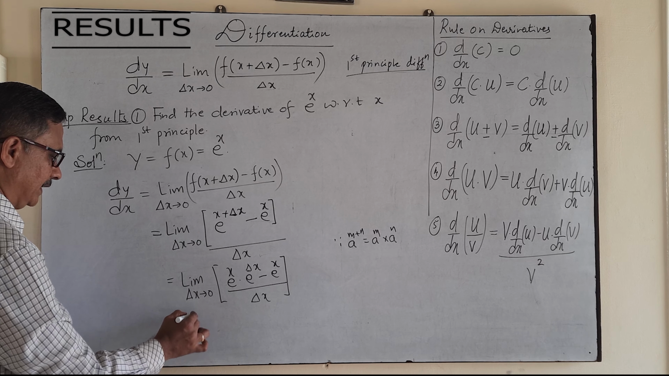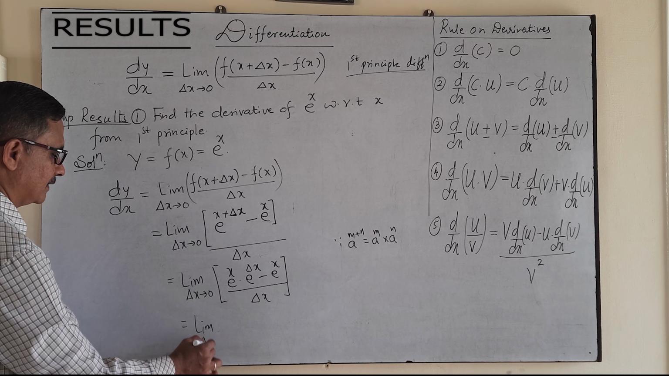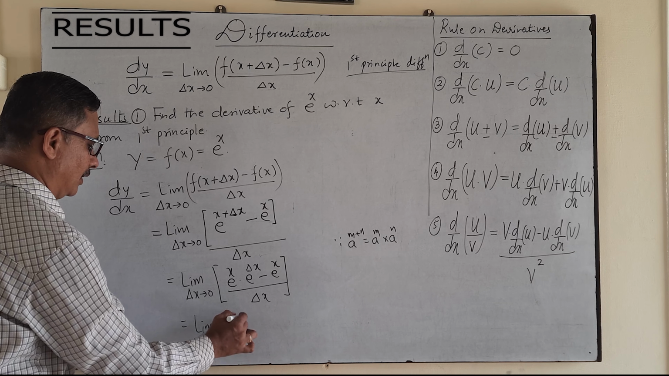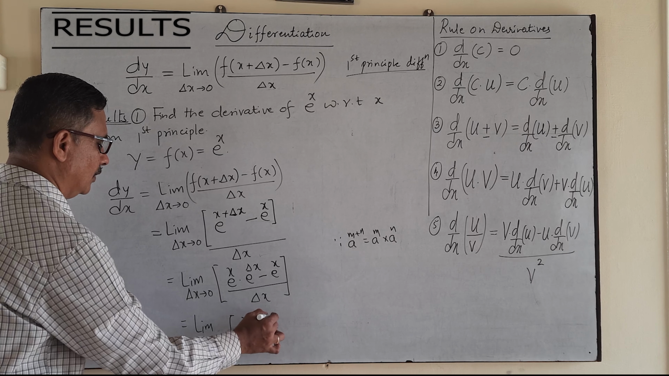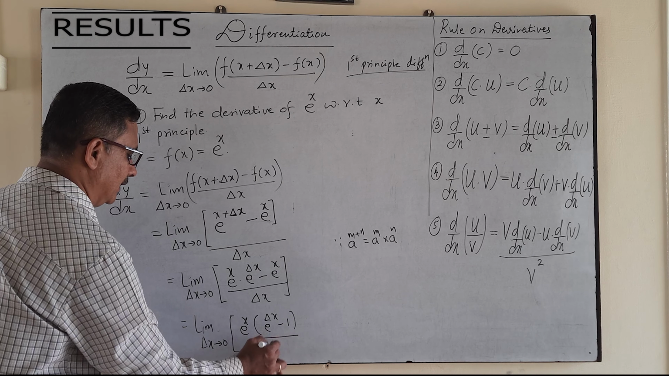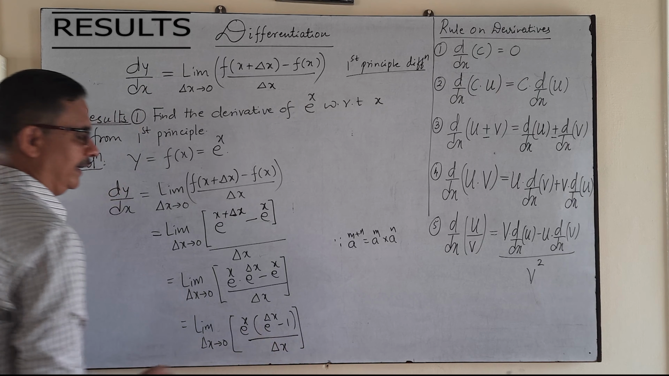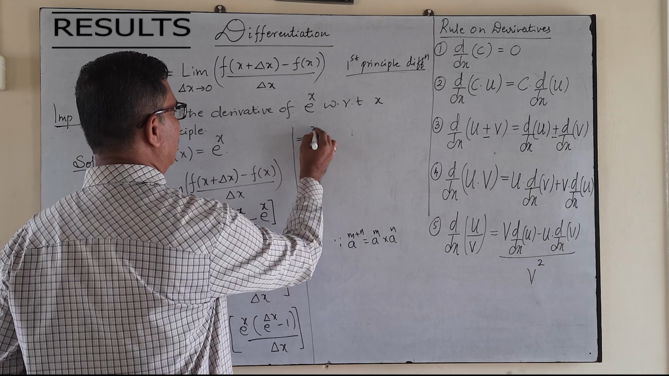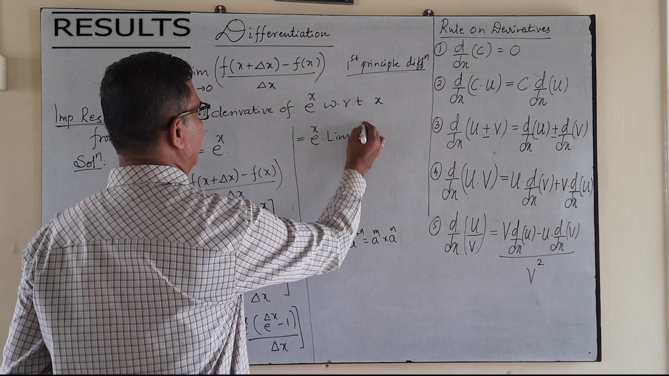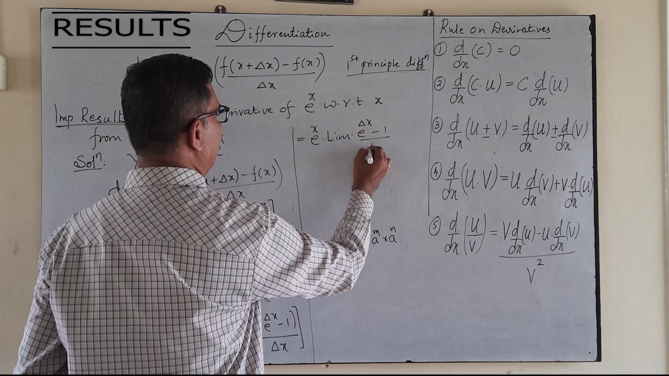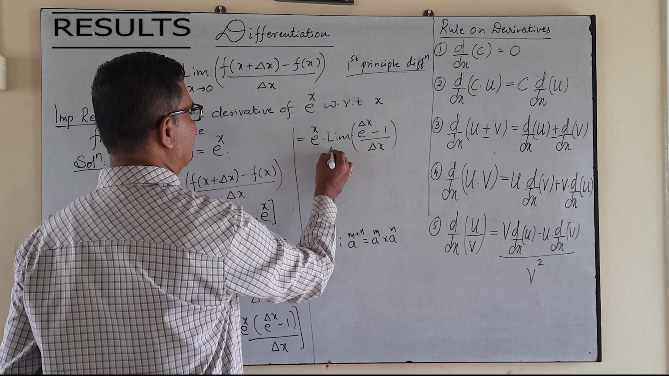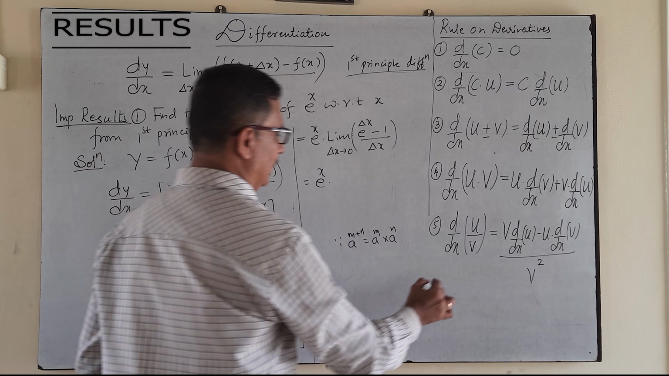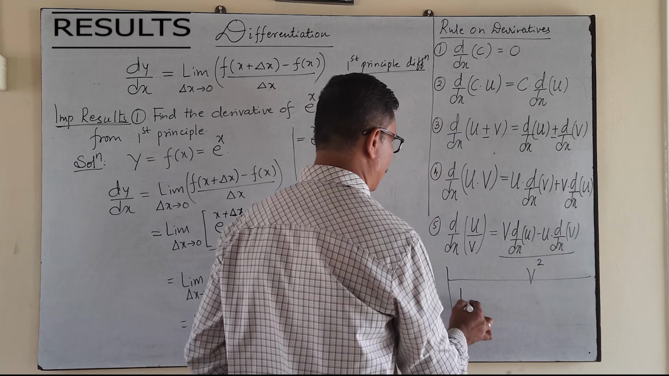Okay, now that is limit delta x tends to 0. In the numerator, what is common? E power x is common. E power x common, into e power delta x minus 1, divided by delta x. Okay, now further simplify. That is equal to e power x into limit e power delta x minus 1 divided by delta x as delta x tends to 0. That is e power x into, you know that standard result for limit.